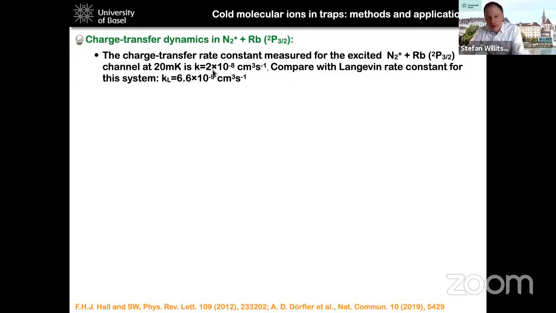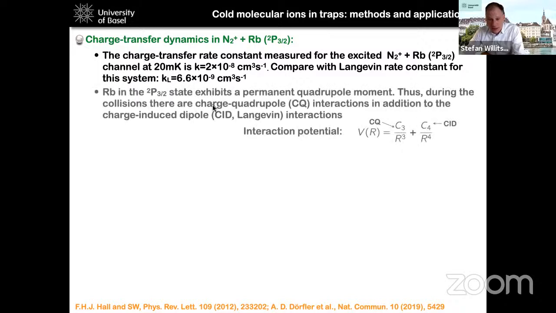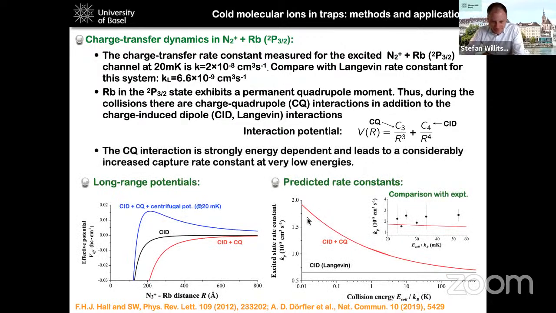The rate constant that we measure is on the order of 2 × 10⁻⁸ cubic centimeters per second. And the Langevin rate constant is a factor of 4 lower, right? So we have a process that is considerably faster than Langevin. So we have to take into account this C3 coefficient now. And one can then predict the classical capture rate constant as a function of the collision energy, right? Taking into account the C3 term.